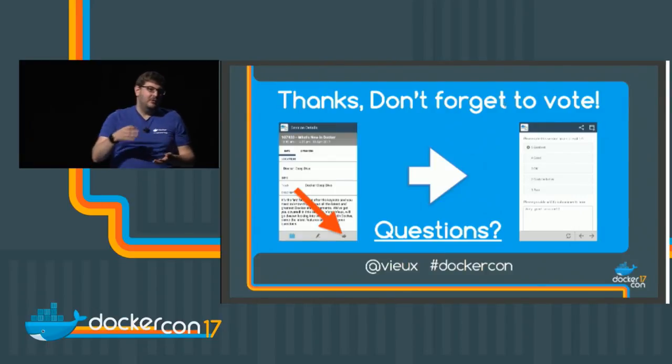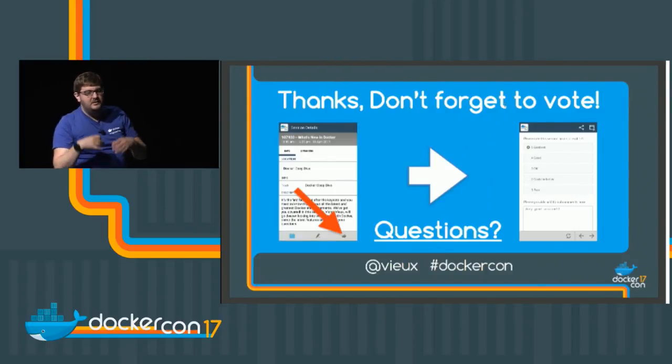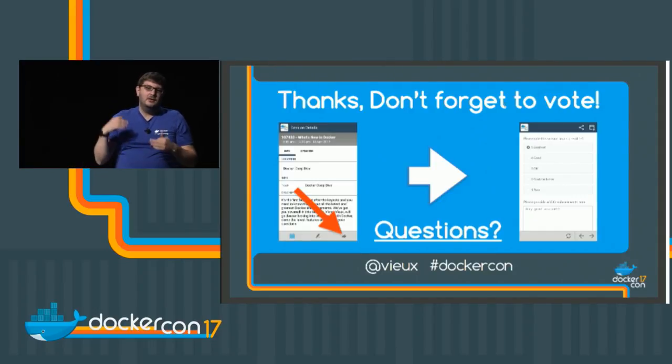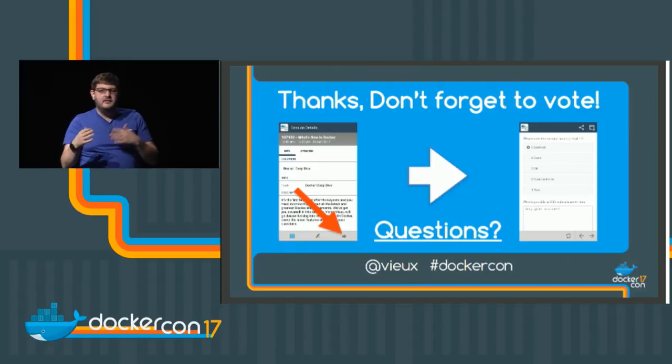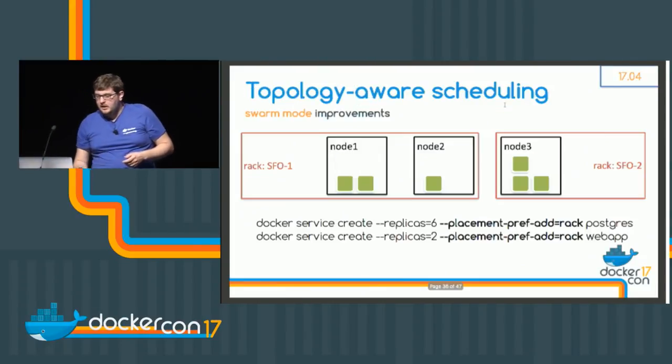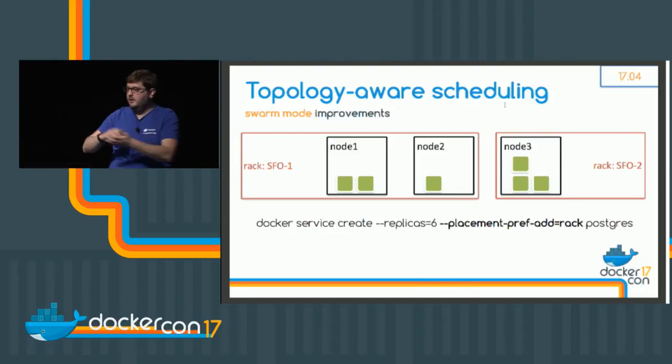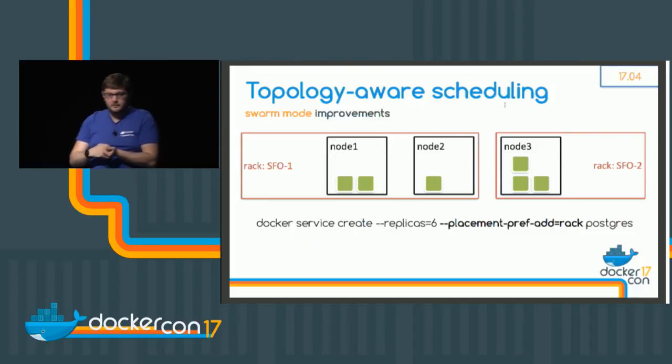So I forgot to mention that. Great question. It's basically when you start your Docker engine, you're specifying a label. So it's label based. So here when I started, let me go back here. On node 1 and 2, when I started the Docker daemon, I said, okay, I'm going to label you as rack equal SFO. So you have to apply labels to your engine, and then we're using those labels as placement preference.